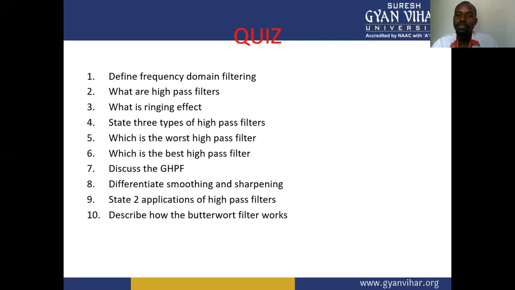Now, this is all for today's class. In the next class, we'll be covering the other aspects of frequency domain filtering, and we'll also be able to understand more on the same so that you can have a better understanding. We are still dealing with frequency domain filtering, and that is what we'll be discussing in the remaining portion in the next class.